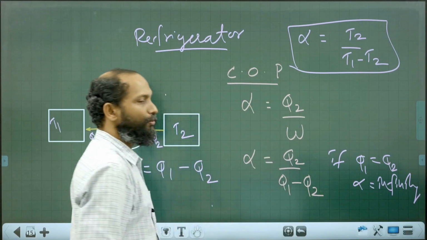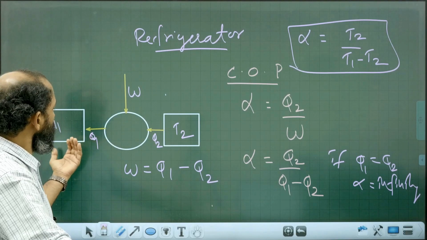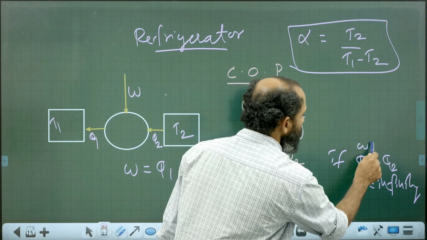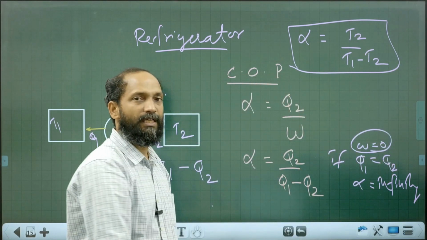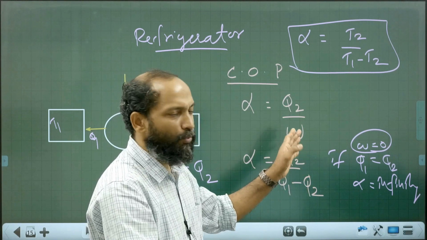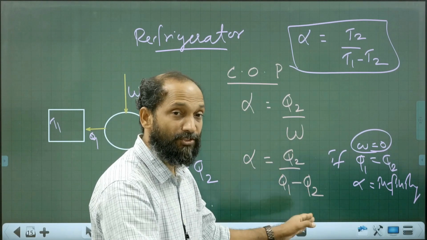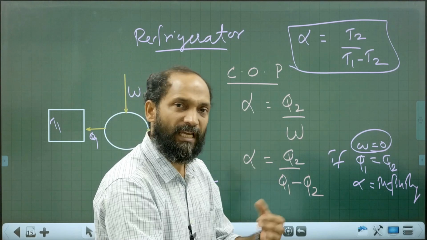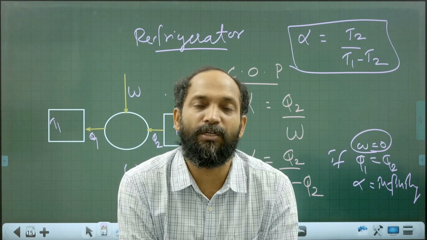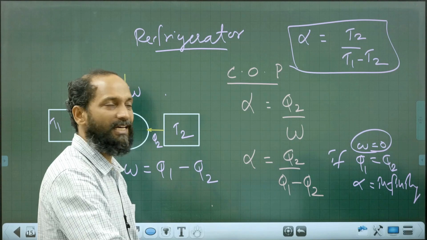Q1 is equal to Q2 means what? The entire amount of heat extracted is converted into Q1. So W is equal to 0. It is never possible to work a refrigerator without electricity, without an external agency. That's why work done cannot be 0. Q1 cannot be equal to Q2. So the performance coefficient cannot be infinity. There is again a negative statement. The performance coefficient of a refrigerator cannot be infinity. So the COP of a refrigerator is less than infinity.